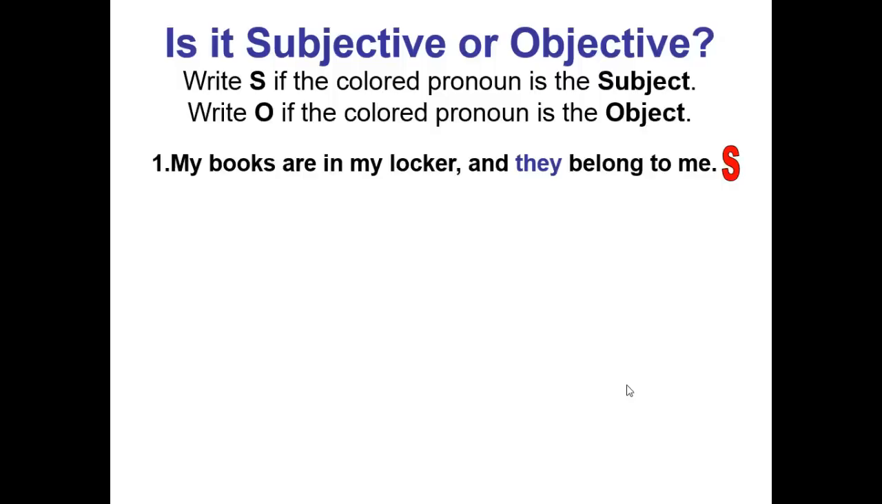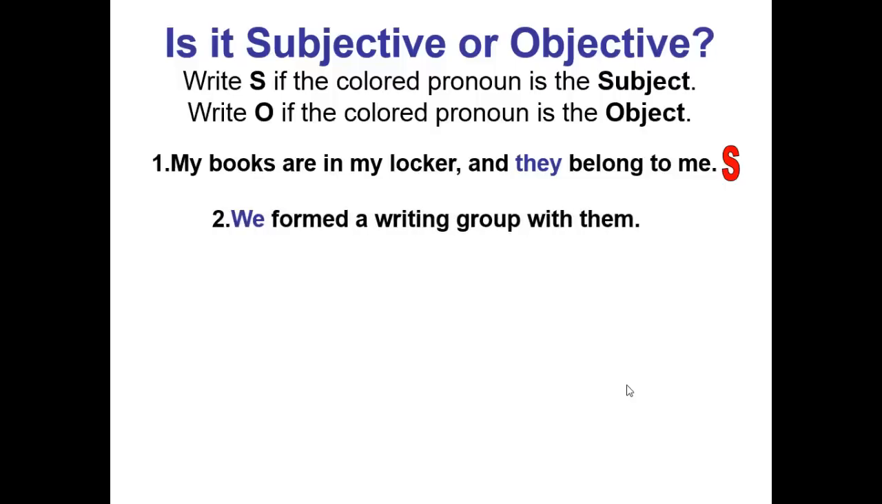Now I know that they is close to the end of the sentence, but you can't necessarily look at the placement to decide if it's a subject or an object. My books are in my locker and they belong to me. What is they referring to? It's referring to my books, which is what the sentence is about. So that's a subject pronoun.